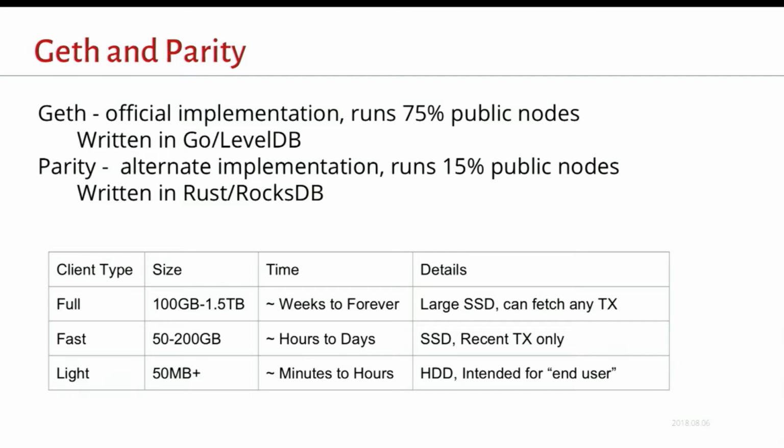I guess the G is because it's written in Go. And it uses LevelDB as its backend for key value store. Parity, the alternative implementation, is written in Rust and uses RocksDB. The public node percentages here are just from a Shodan scan from a few weeks ago.